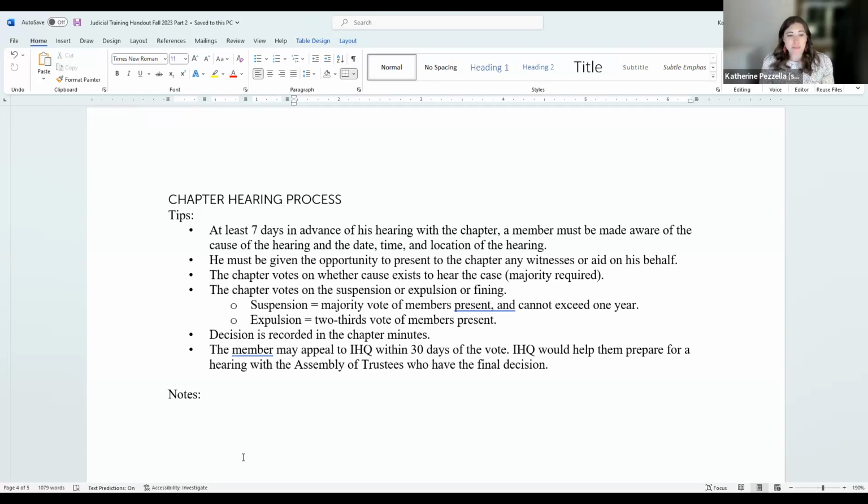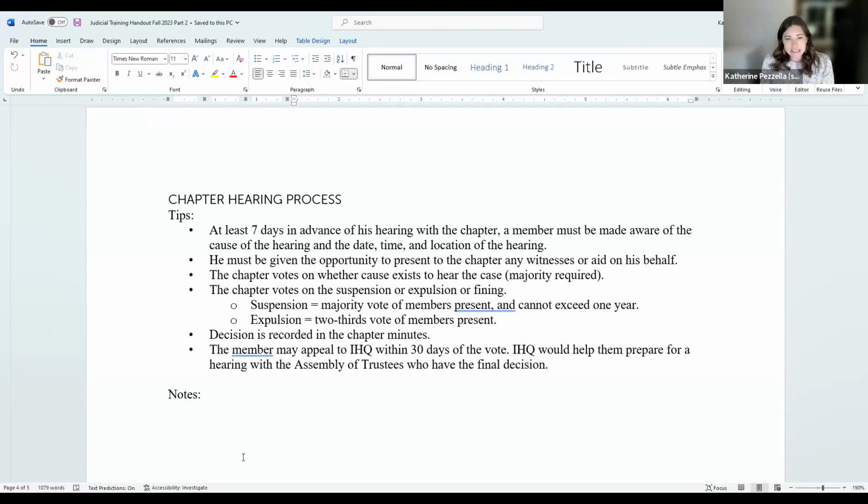And because expulsion is permanent and it's really serious, obviously we need that 2/3 vote of people present. So you want to make sure that you are counting correctly and recording that in the minutes that are your official record of this that you need to turn in when you submit the status change on your roster. And it's 2/3 vote of members present for something to pass.